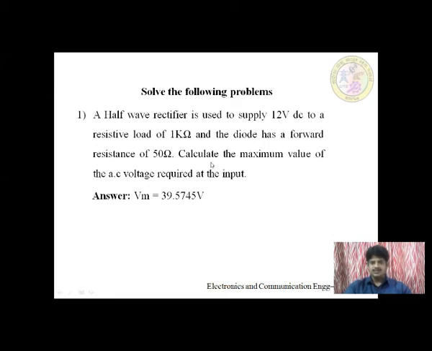And calculate the maximum value of AC voltage required at the input. Meaning, what is this? It's VM. Normally in the earlier problems, the VM was given and we used to calculate the VDC. But in this, it is given in reverse. VDC is given and they asked us to calculate the VM. So if you remember the equation we have used earlier, you can easily solve this.